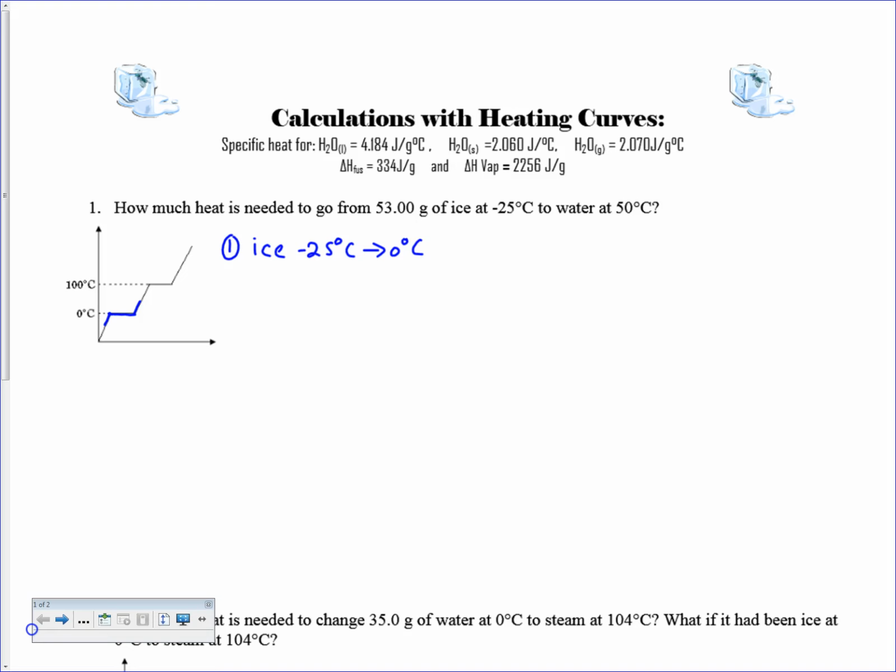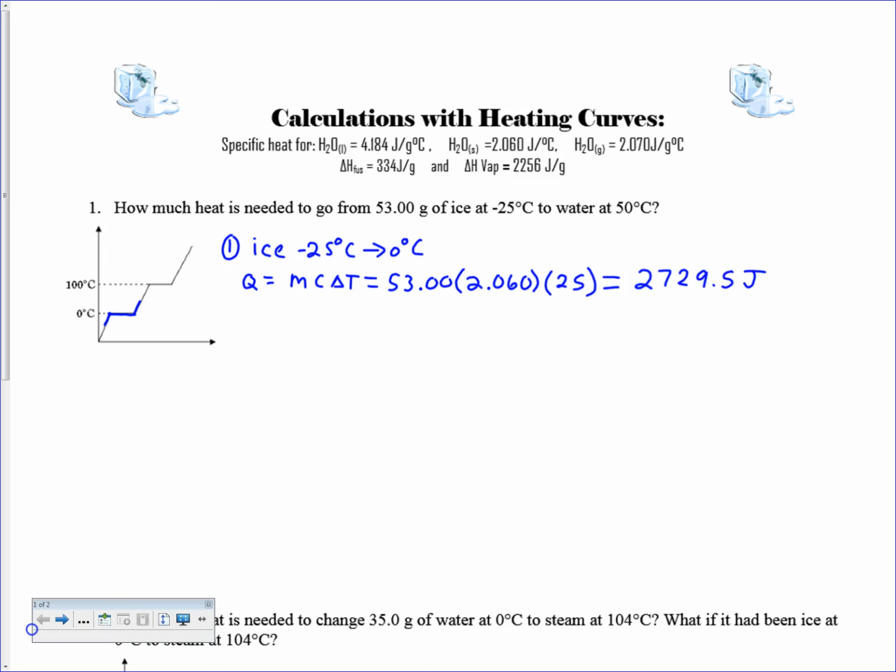All right, since we're changing temperature, you're going to use the MC delta T equation. Mass is 53.00. C for solid water, 2.060. Change in temperature is 25. All right, you multiply those together, you get 2,729.5 joules.